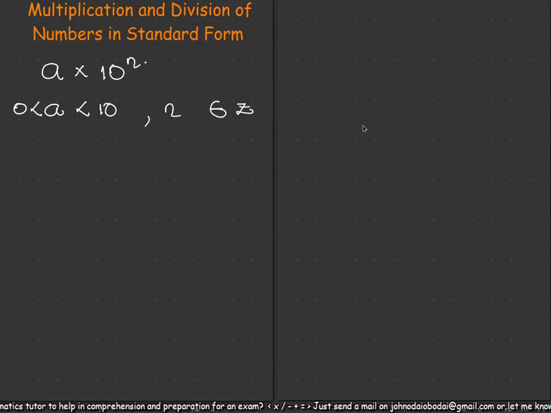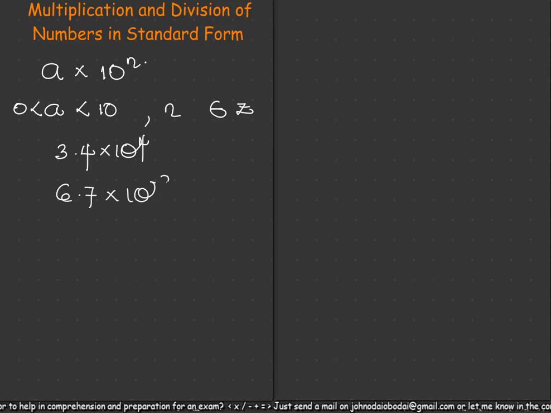So now that this is said, we can take an example as 3.4 times 10 to the power 4, which is in standard form, or 6.7 times 10 raised to the power negative 2. You realize that both numbers have a values that are between 0 and 10, whereas our indices are integers, 4 and negative 2. Now, in this lesson, as I've said, we are looking at how to multiply and divide these numbers. So let's look at the rules that govern these operations.